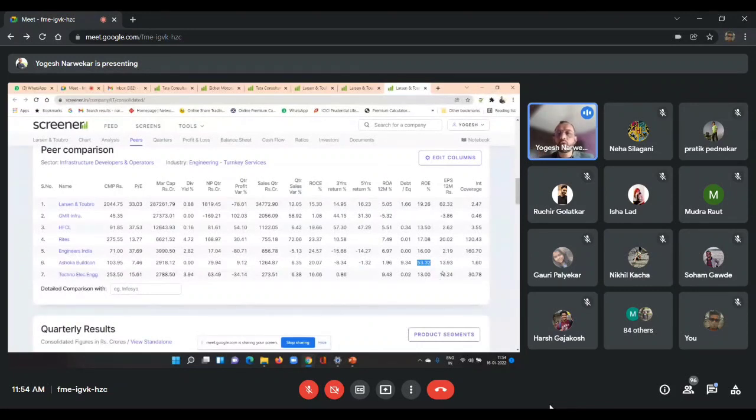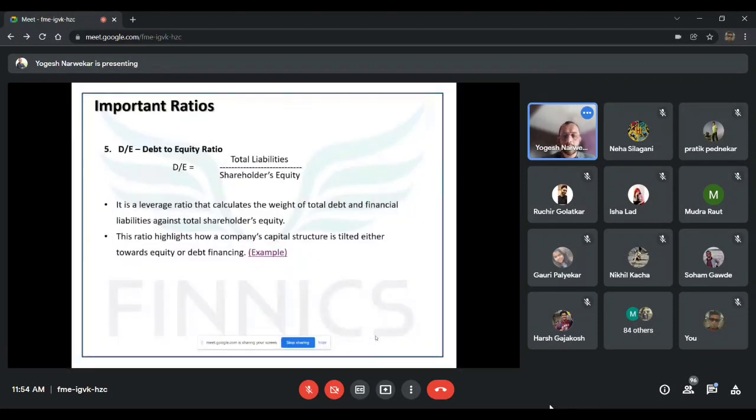And here for Ashoka Buildcon, the debt equity ratio is 9.34. It is way high. So just by seeing one ratio, you cannot conclude that this company is good or that company is bad. You need to deep dive into details on why it is happening. We'll come back to the presentation.